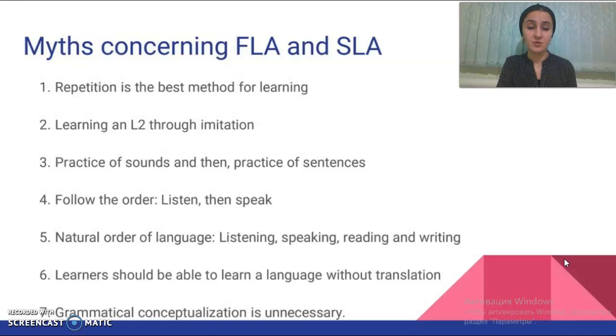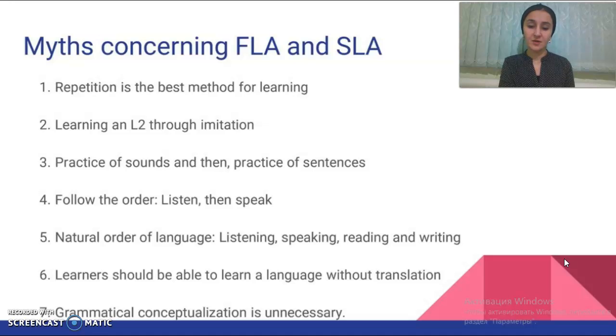Learners should be able to learn a language without translation. No, unfortunately they cannot learn a language without translation. Even when I studied English, I translated every single word all the time, and that was my huge mistake, because you don't have to translate word by word. You should understand the context and content of the text, so don't try to translate all the words. Try to use your guessing abilities. In this case, you will achieve something.